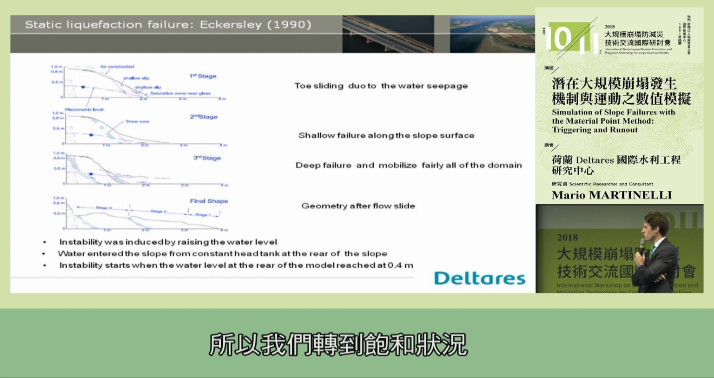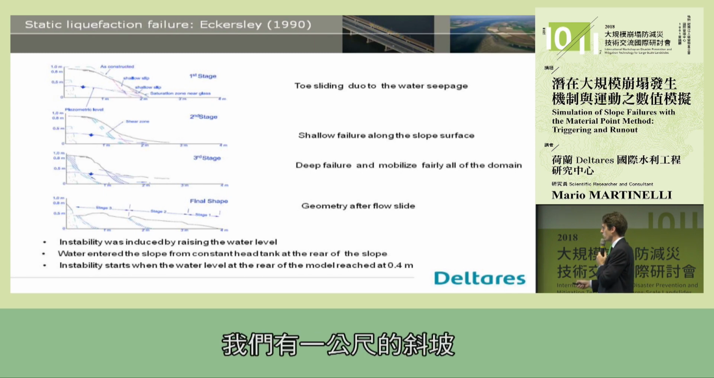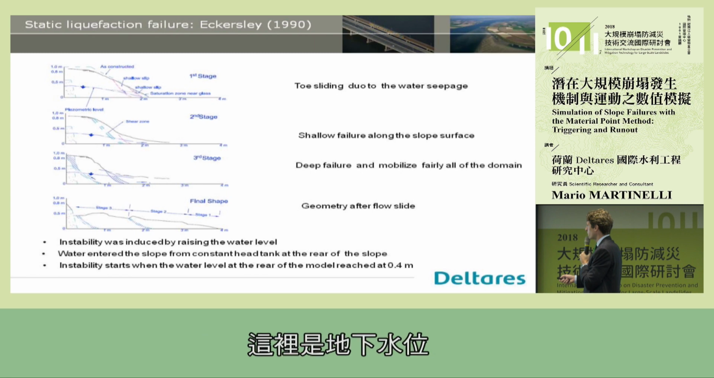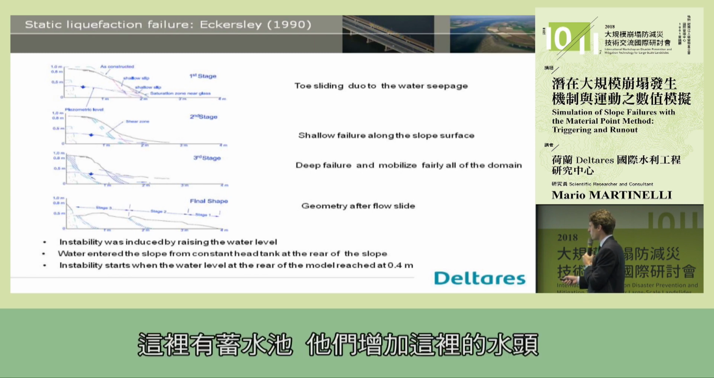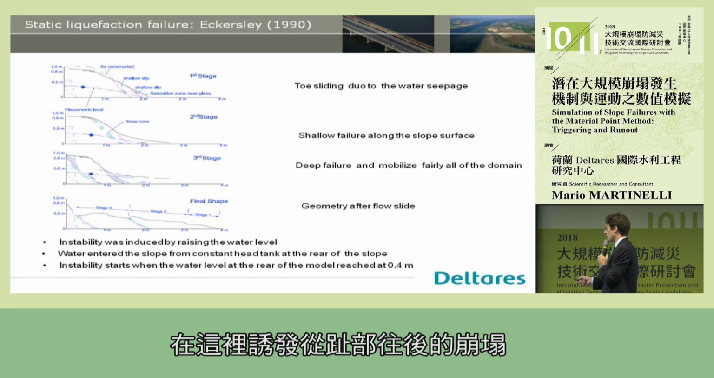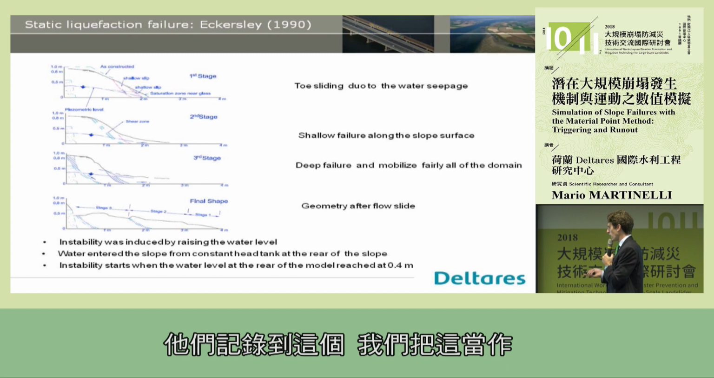So what we did is that we moved to a saturated condition. This is another lab scale test where we have a 1 meter slope of sand, a very loosely packed material, with the groundwater table here. They have a reservoir here and increase the hydraulic head, so the groundwater level rises and triggers a landslide from the toe backward. You see that you first trigger the toe, and then you move backward in different stages. They recorded this, and we use this as a validation case.